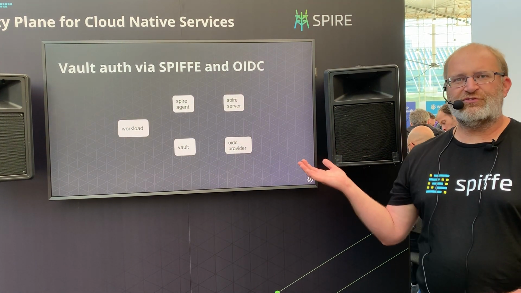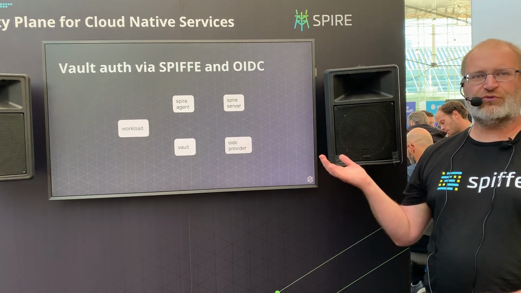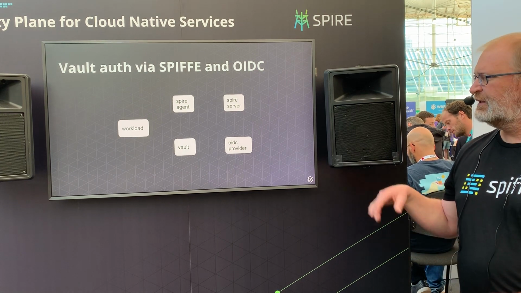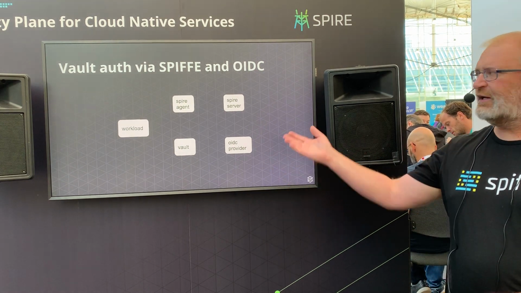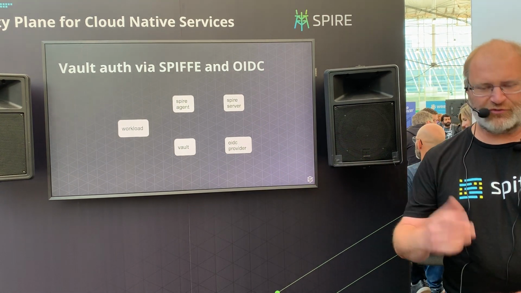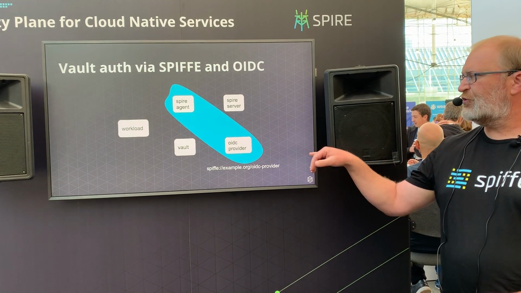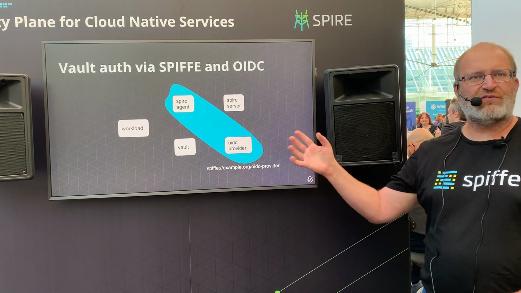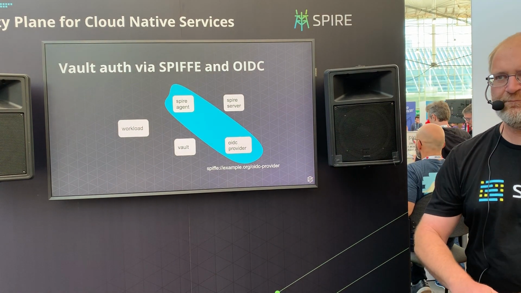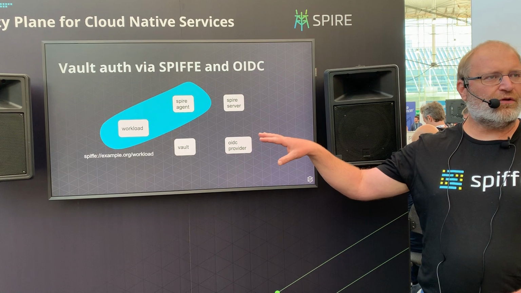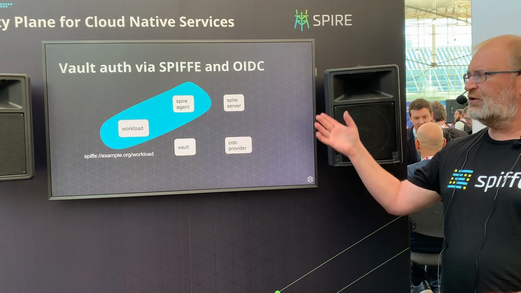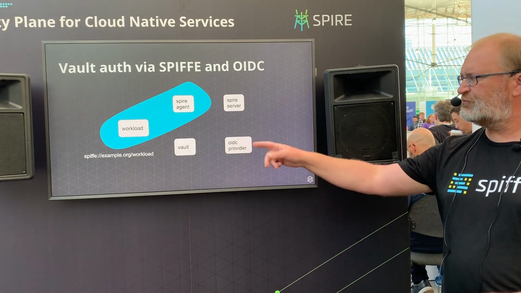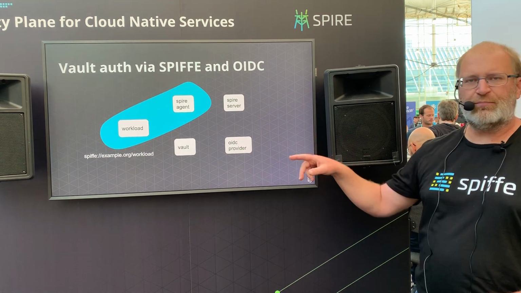So we can imagine we have a situation where we have a workload that needs some sort of credentials from Vault. We don't really care what it needs to talk to for our purposes. We have the SPIFFE OIDC provider, as well as the SPIFFE agent and SPIFFE server. The OIDC provider and the SPIFFE server and SPIFFE agent have a trust relationship. It has an identity. The workload that we need to get credentials from Vault also attests to the SPIFFE agent, and it has an identity of the SPIFFE ID, SPIFFE example org workload.